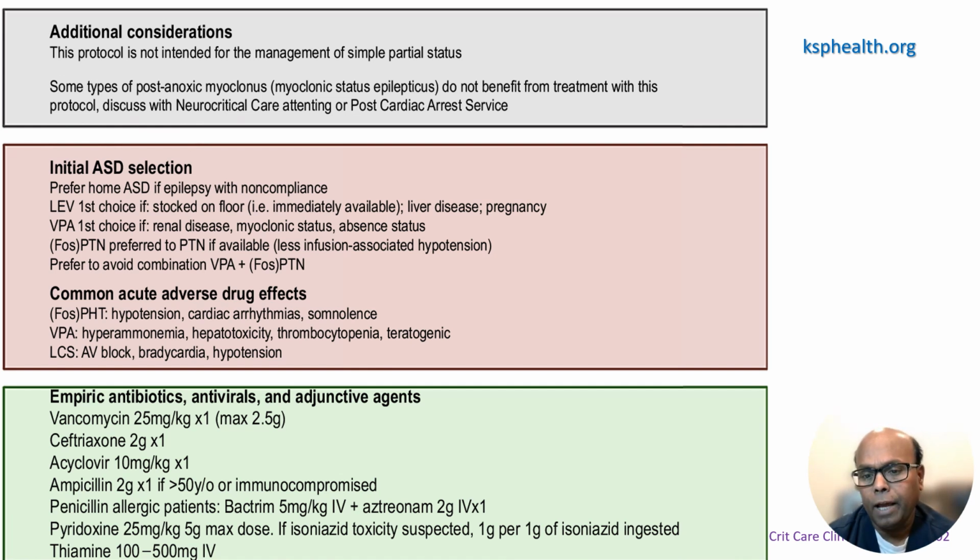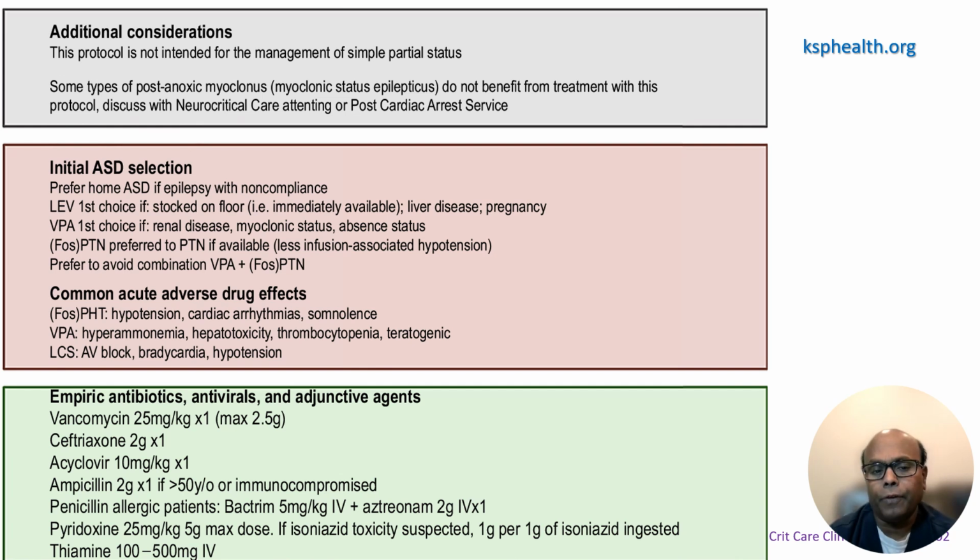In addition to what we have discussed, what are the additional items one should consider during the treatment of status epilepticus? Number one, how to choose the anti-seizure medication. Levetiracetam is the first choice. If stocked on the floor, it is available in almost all institutions in the United States. It can also be used even when there is an underlying liver disease or pregnancy. Valproate is the first choice if there is renal disease, myoclonic status, and absence status. Fosphenytoin is preferred over phenytoin because of less infusion-associated hypotension. Avoid the combination of valproate and fosphenytoin.